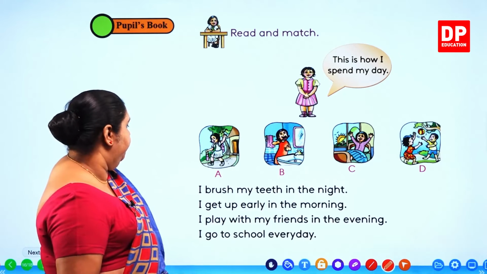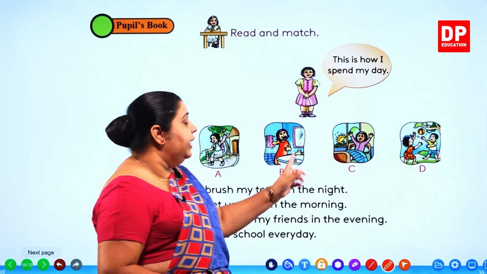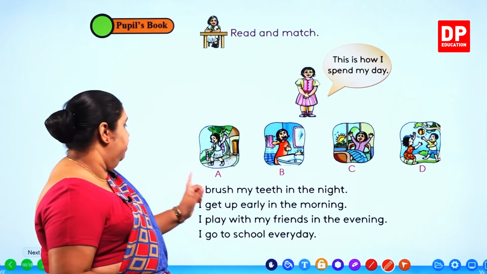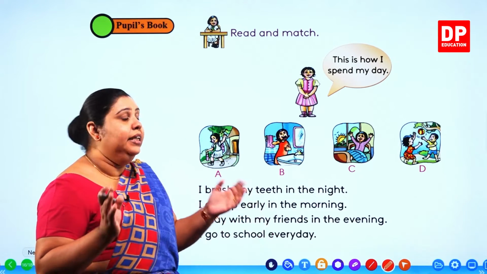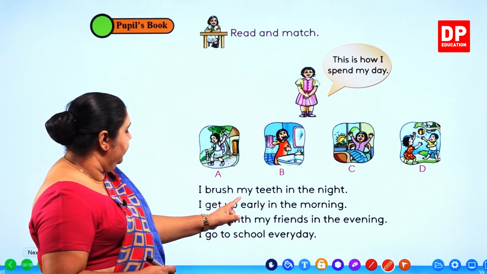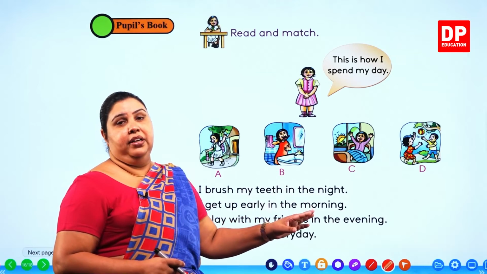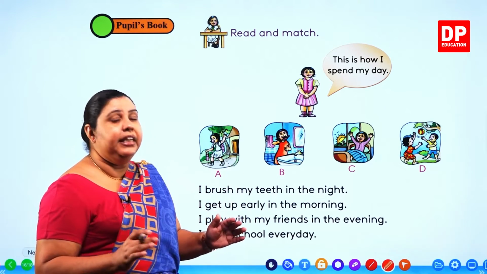Let's read and see. I brush my teeth in the night. Next one. I get up early in the morning. I get up early in the morning.